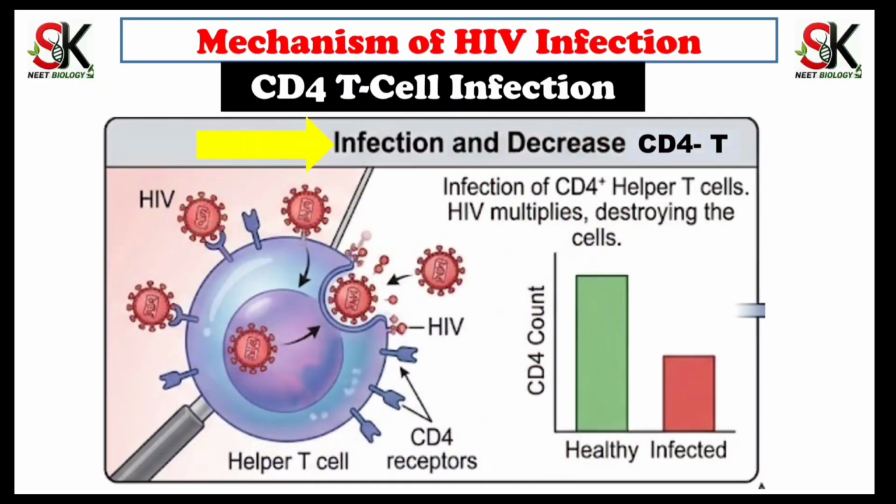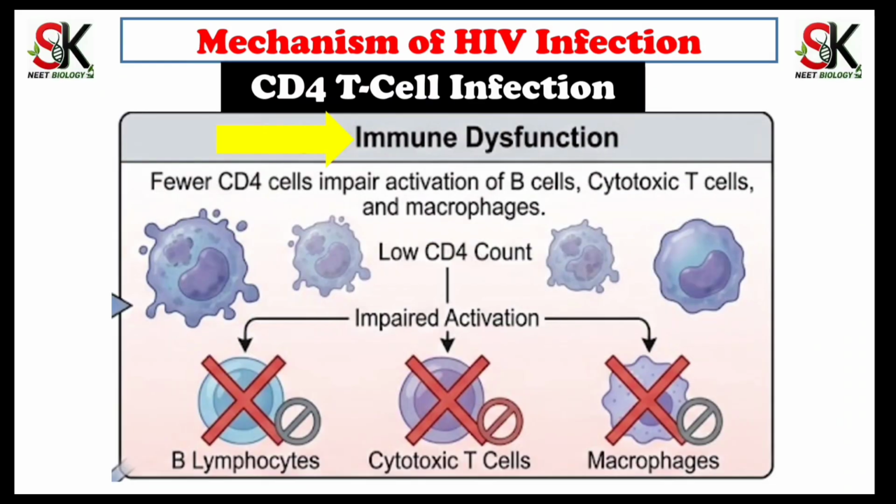Next step in HIV infection is infection and decrease of CD4 T cells. Here, the newly produced HIV particles from macrophages infect CD4 plus helper T lymphocytes, which are the main coordinators of immune response. After infection of CD4 T helper cells, HIV multiplies, destroying these cells. To enter inside CD4 T cells, HIV uses CD4 receptors. Initially, healthy CD4 count is higher than that of infected CD4 T cells.